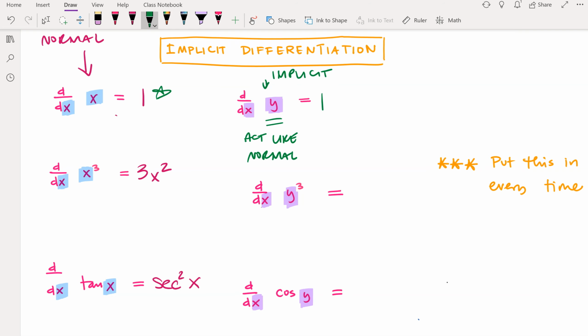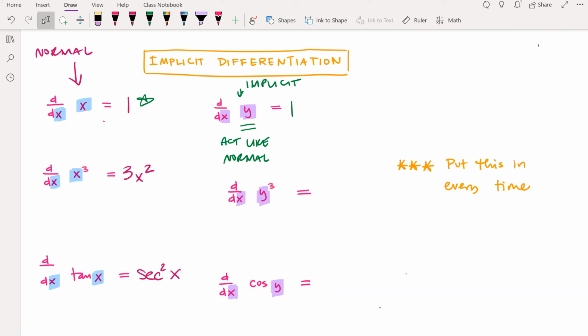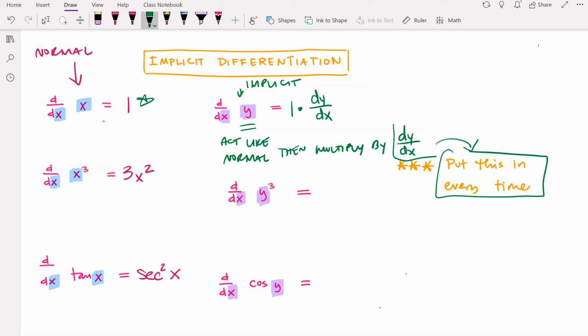But then, because we took the derivative of y with respect to x, we have to multiply by dy/dx. So we're going to do 1 times dy/dx. Act like normal, take the derivative like normal, then multiply by dy/dx. And you're going to put this every single time. You're going to multiply that dy/dx in every single time to your derivative.